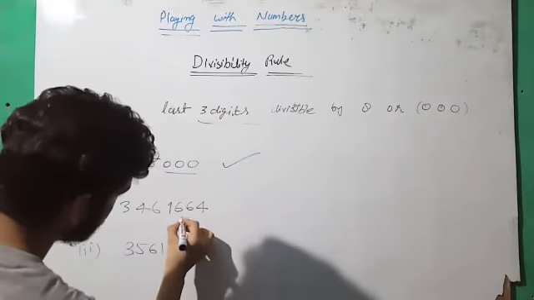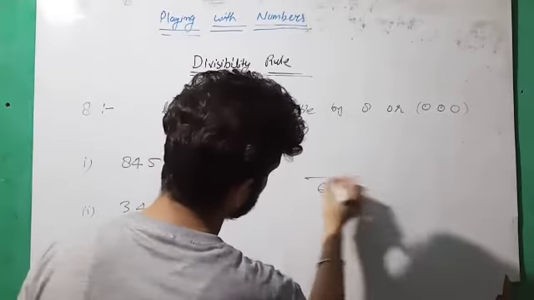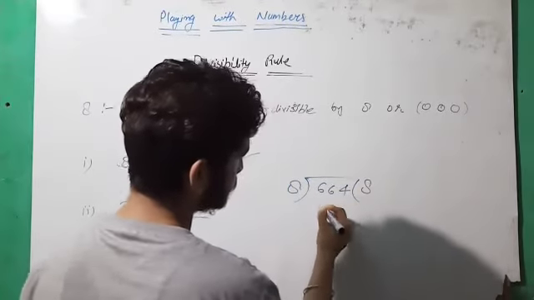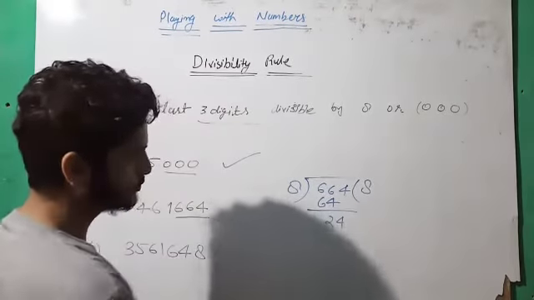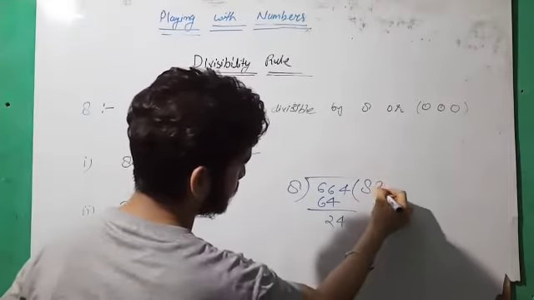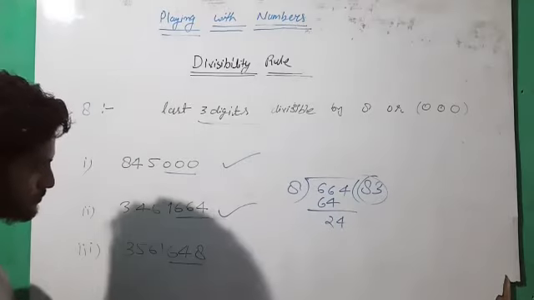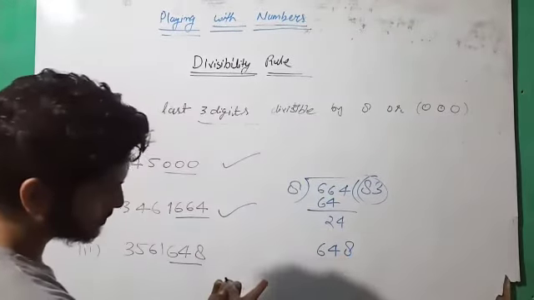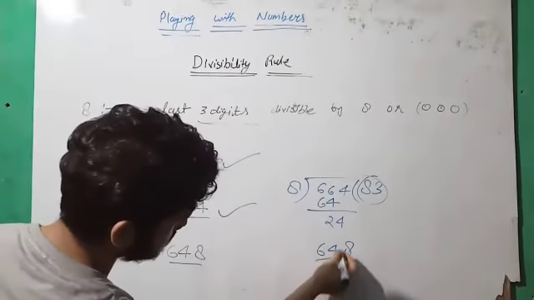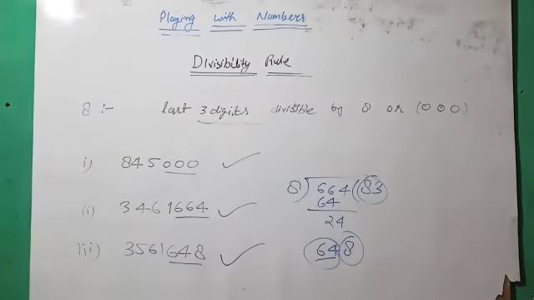Okay. Second one, 664. We have to check whether 664 is divisible by 8, yes or no. 8 8s are 64. 8 3s are 24. So the number is divisible by 8. And this is 648. 648 is divisible by 8 directly. Why? Because 8 8s are 64 and 8 1s are 8. So all the 3 numbers are divisible by 8. Okay, now very simple, I think.